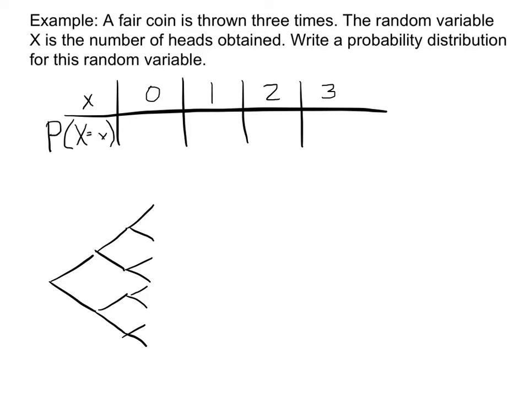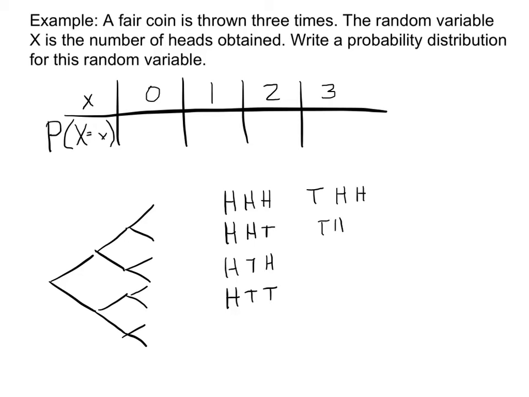To list out, if you were to flip a coin 3 times, what could happen? We could have heads, heads, heads. We could have heads, heads, tails. We could have heads, tails, heads. Heads, tails, tails, or we could have the same things all starting with tails. Tails, heads, heads, tails, heads, tails, tails, tails, heads, or tails, tails, tails. I'm just listing out all the possibilities here.